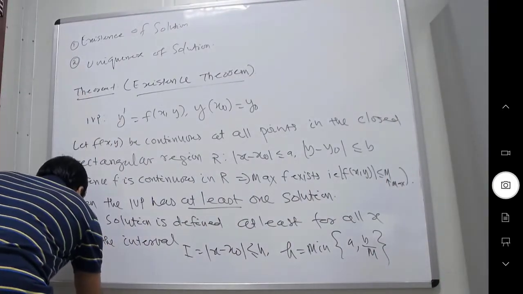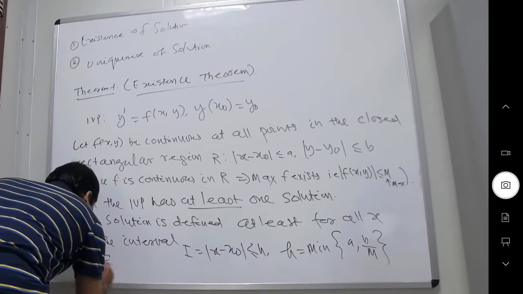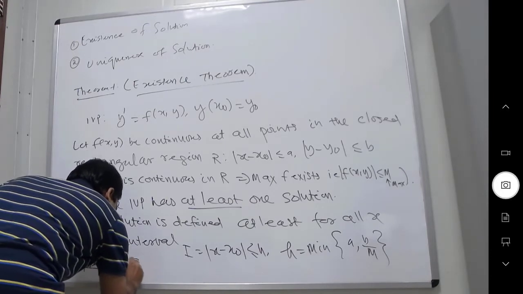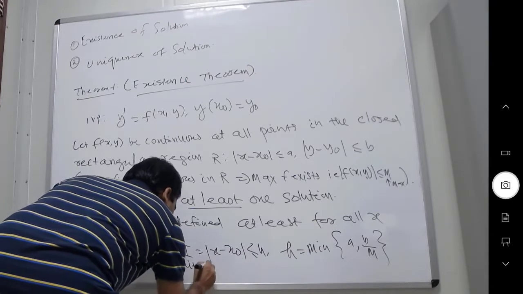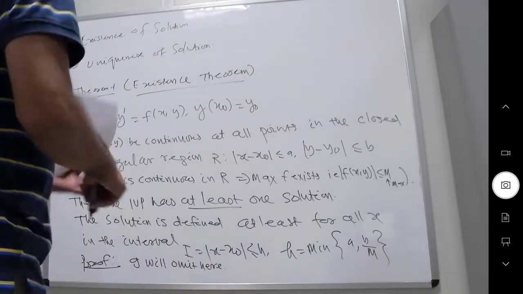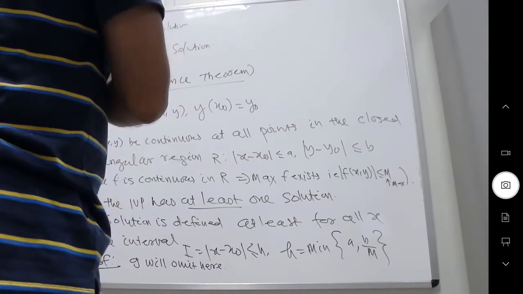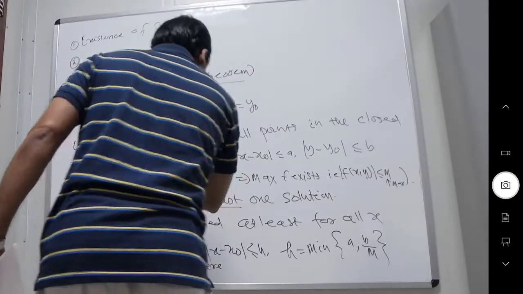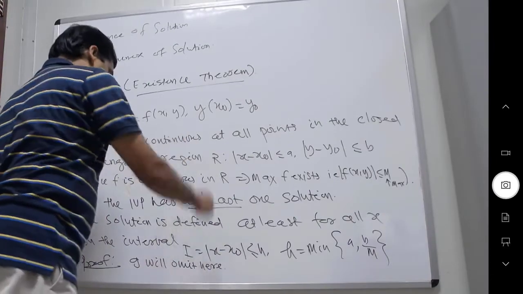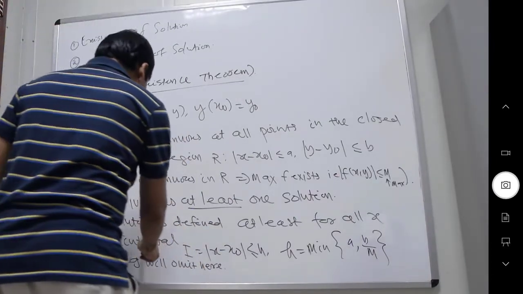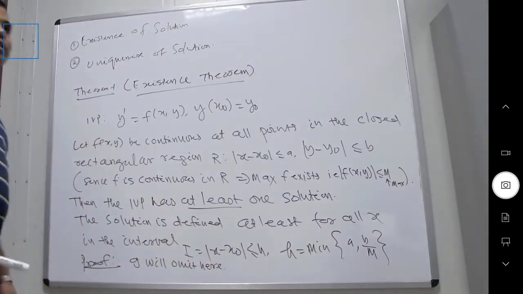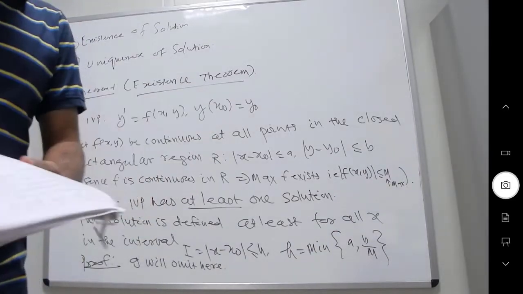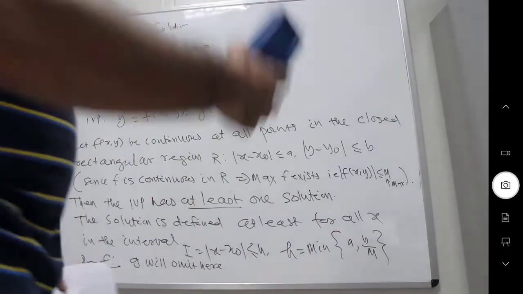So the proof you have already seen in your BSc, so I will omit it here. What is important is that if f is continuous, then at least one solution exists in this closed bounded domain, and the solution will exist in this interval. So this is the main point. Let me go to more details about this and a few examples.